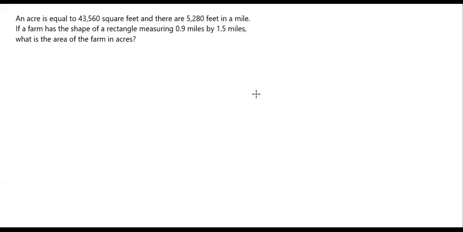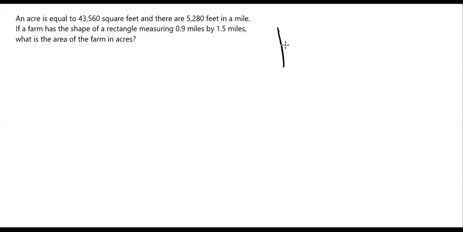Okay, let's see if we can tackle this problem. An acre is equal to 43,560 square feet, and there are 5,280 feet in a mile. All right, now we're on a farm. The farm has the shape of a rectangle measuring 0.9 miles by 1.5 miles. What is the area of the farm in acres?